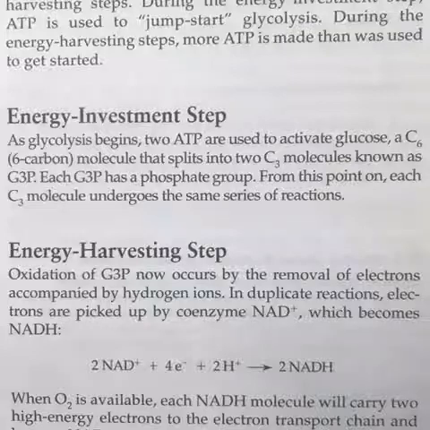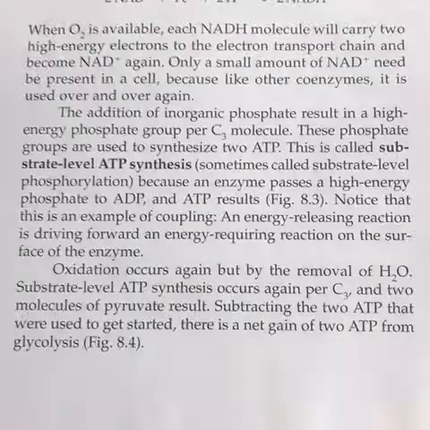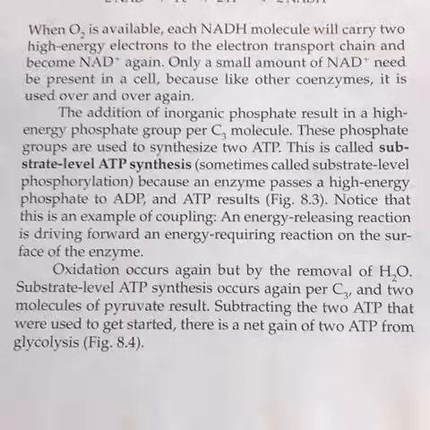Oxidation of G3P now occurs by the removal of electrons accompanied by hydrogen ions. In duplicate reactions, electrons are picked up by coenzyme NAD+, which becomes NADH. When O2 is available, each NADH molecule will carry 2 high-energy electrons to the electron transport chain and become NAD+ again. Only a small amount of NAD+ needs to be present in a cell because, like other coenzymes, it is used over and over again.